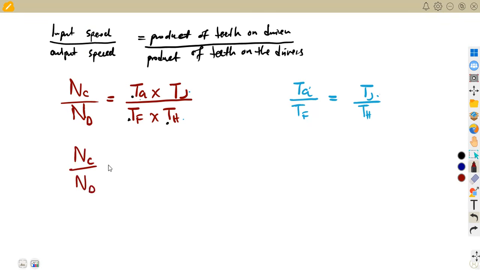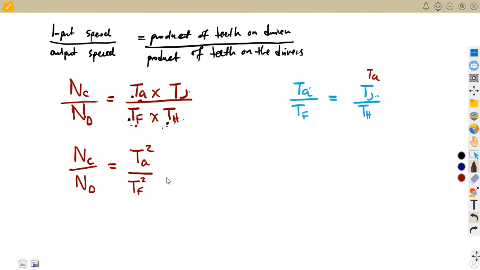So if I write in terms of TG, I'm going to have this ratio NC over ND equal to, meaning this TJ is now written as TG. So TG times TG, I obtain TG squared over, if I write this second equation in terms of TF, it means TH is equal to TF. These two will be equal. So I'm going to have TF squared.